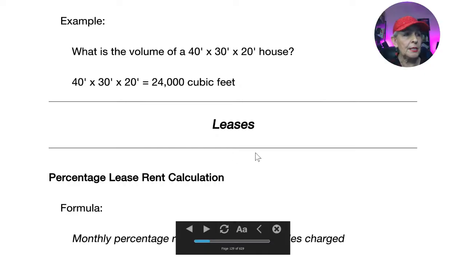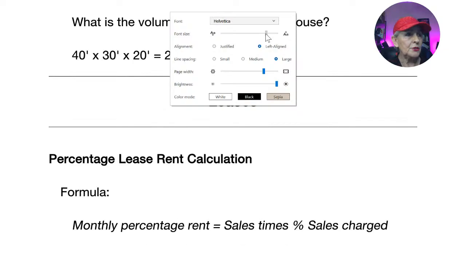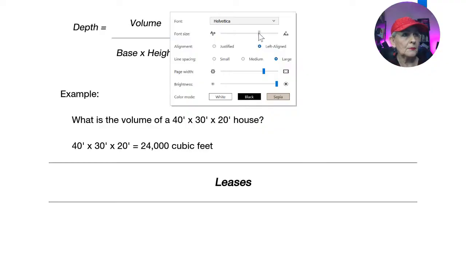Percentage lease. So let me see if I can get this on one page here. Responding real quick. Okay, so leases, let's go on.